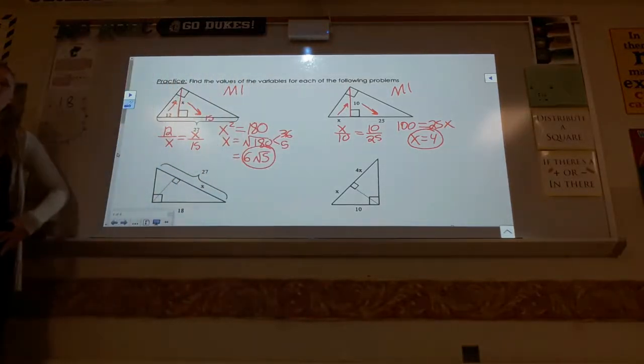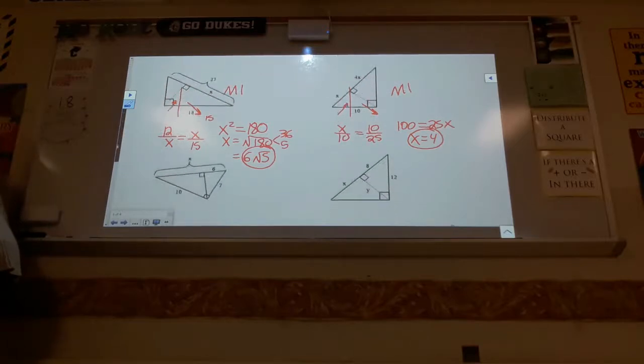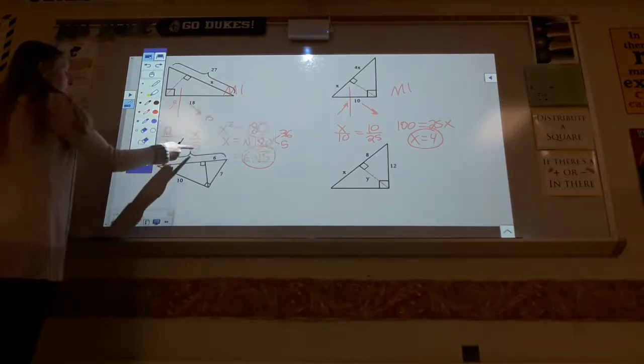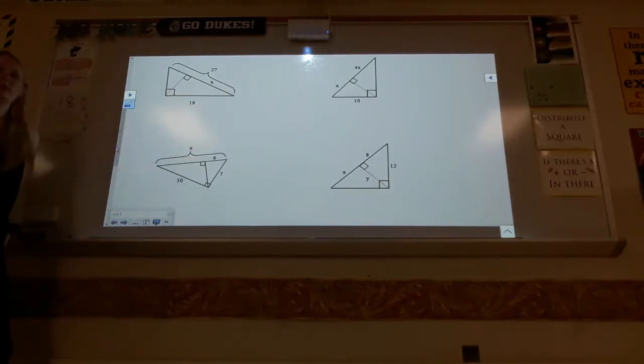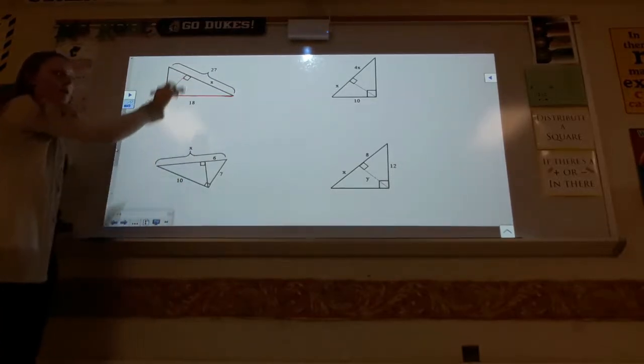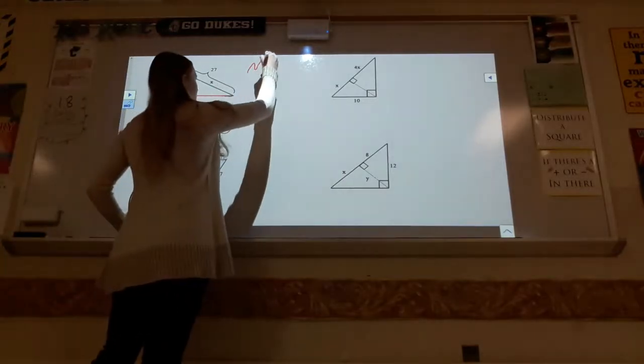Everybody okay with the first two? Alright. What is labeled in this picture? The altitude or the leg? The leg, which is right here. They didn't do the altitude, they did the leg instead. So is this method 1 or method 2? This is method 2. This is your roller coaster.